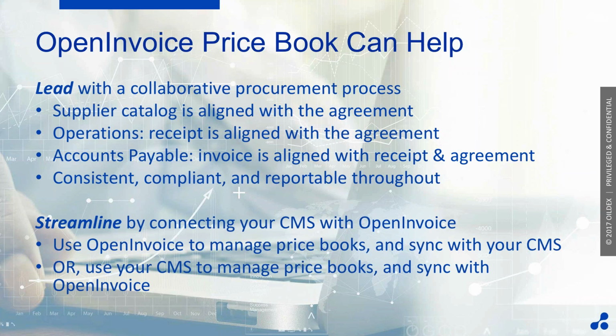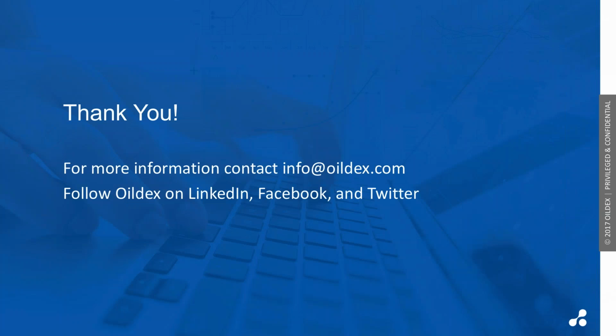We also want to help supply chain keep pace with changes in agreements. By connecting OpenInvoice with your contract management system, you can streamline this process to save valuable time. In our most recent release, we provided a simple way for you to connect the two systems. This allows teams to work in the system of their choice and the other system being kept in sync automatically. So once you have your agreements in place, go digital with OpenInvoice to streamline your processes, collaborate with your suppliers, gain greater visibility, and lower your costs.